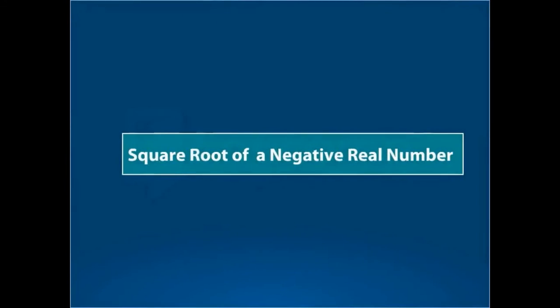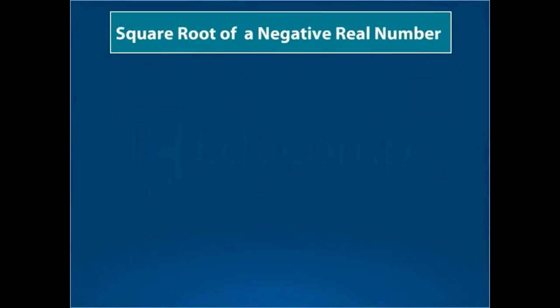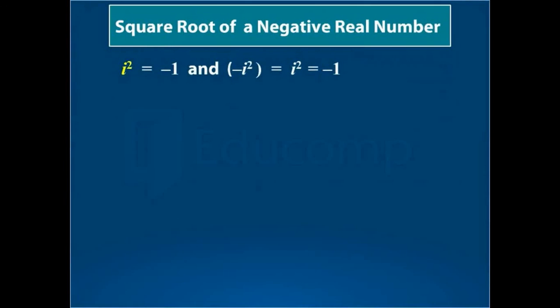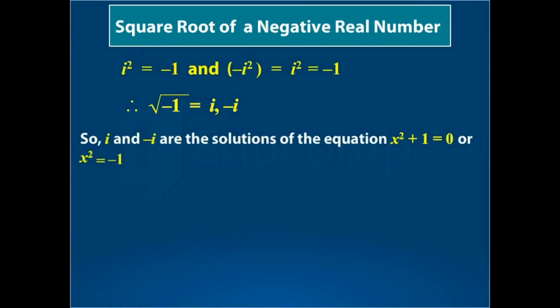Square root of a negative real number. We know that i square is equal to minus 1 and minus i square is also equal to minus 1. Therefore, square root of minus 1 is equal to i and minus i. So, i and minus i are the solutions of the equation x square plus 1 equals 0, or x square is equal to minus 1.